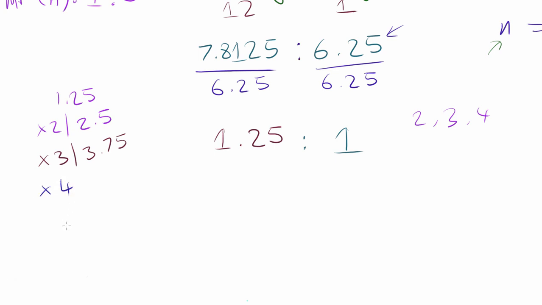So multiply it by 4. 1.25 by 4, what do we get? Well, at this stage, we're going to get 5. Is 5 a whole number? Of course, yes, 5 is a whole number. And therefore, given we know that whatever we multiply the 1 by, if it's an integer, we're going to get an integer.